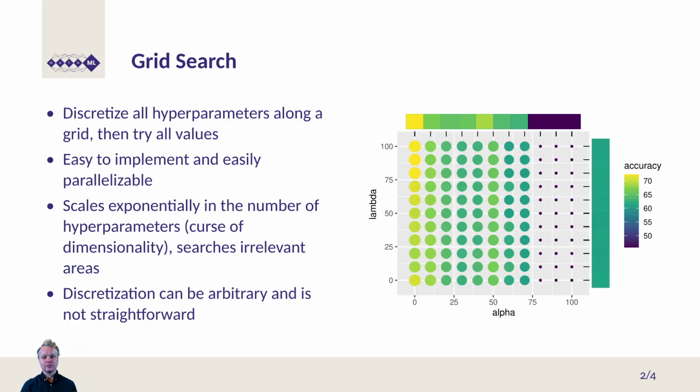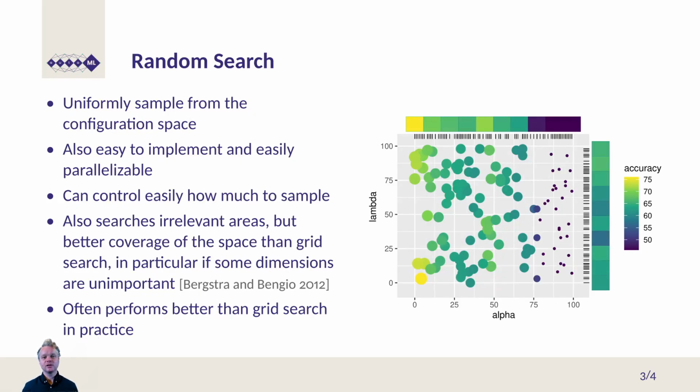Another approach that is very common and that is perhaps a little bit better in practice is random search, where we uniformly sample from the configuration space. So this avoids the discretization that I've talked about before. We simply take samples uniformly at random from our entire configuration space and evaluate these. This is also easy to implement and also easily parallelizable, because I can take as many samples as I want, and then I can do all the evaluations in parallel and completely independently.